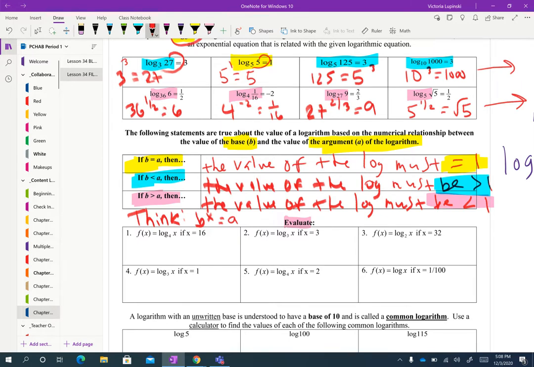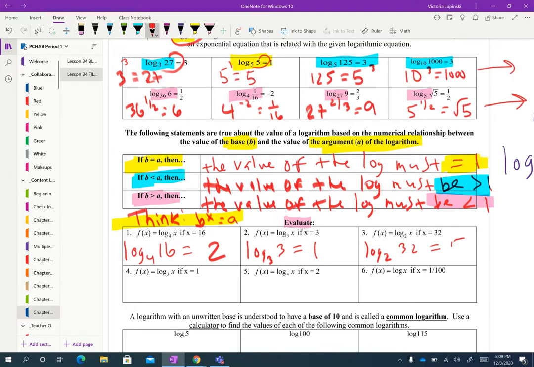So in number 1, f of x equals log base 4 of x if x is 16. So what you're being asked to find is log base 4 of 16. Again, if you think of this as an exponential, the question you're answering here is 4 to the what power equals 16, and hopefully you can see that that's 2. In the next question, you would be asked log base 3 of 3. 3 to what exponent is 3? That's a 1.